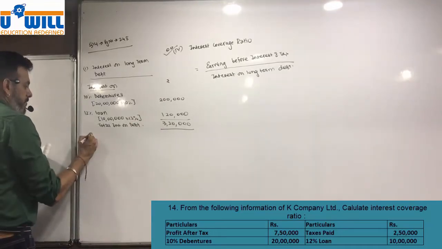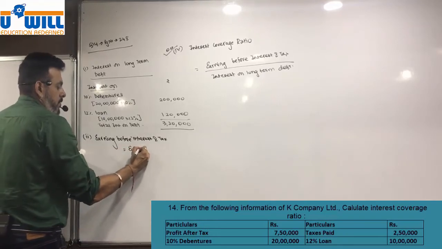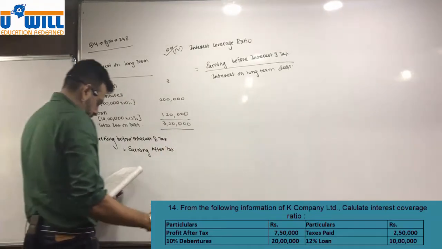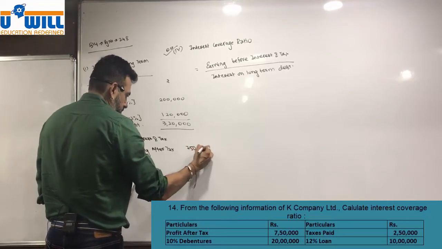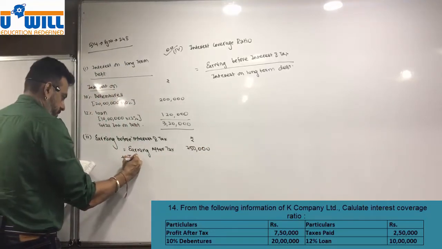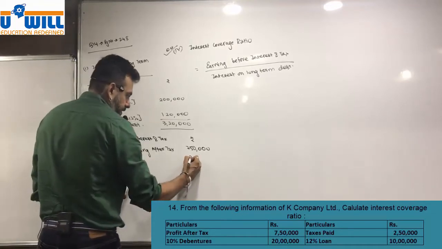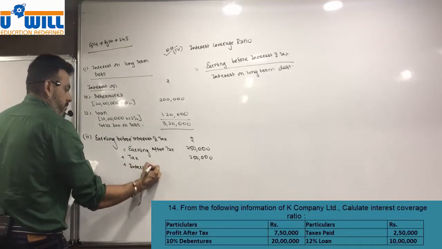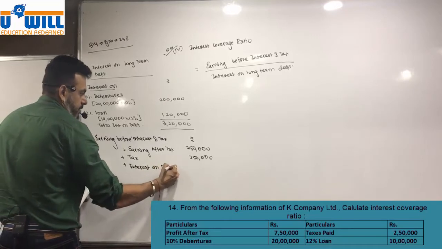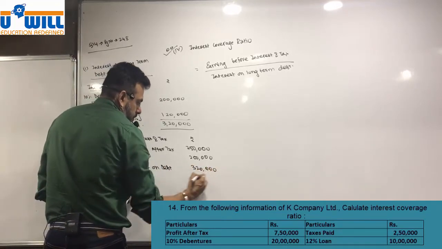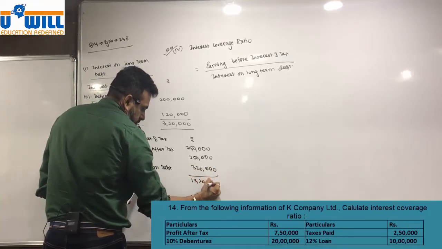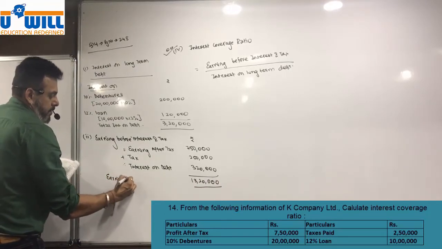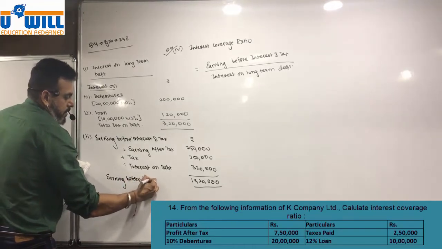Earning before interest and tax is equal to earning after tax. What's the amount? 7,50,000 plus tax 2,50,000 plus interest on debt 3,20,000, 13,20,000, earning before interest and tax.